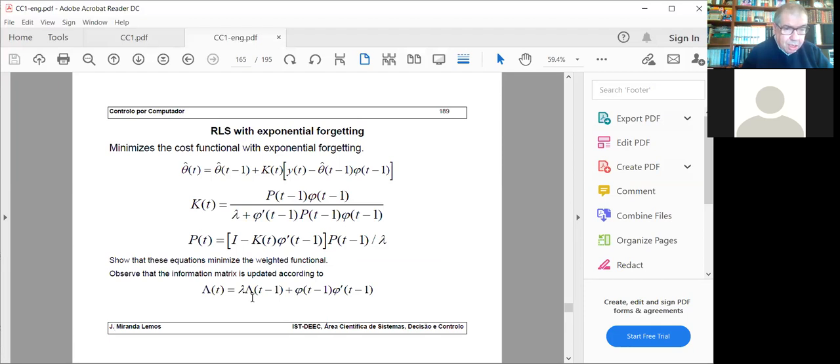Now, you are receiving information that comes with this phi. And this matrix has a rank 1. Why? Because all the columns of this matrix are proportional to one of the columns, because of the way you construct it.